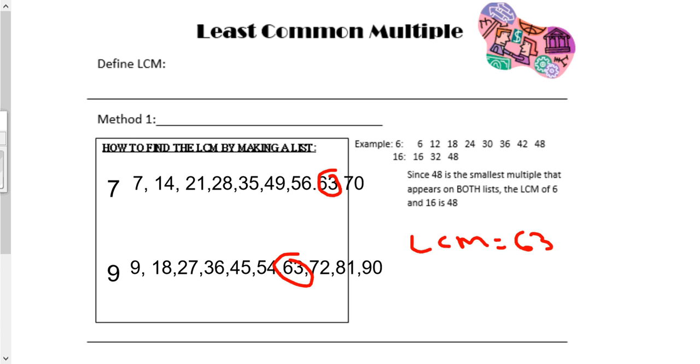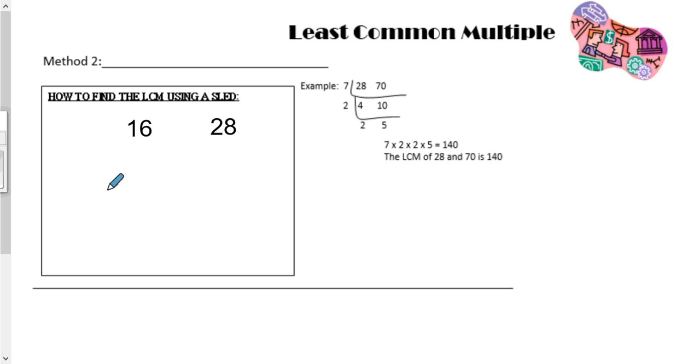The other method that we used was the sled method. Now this is kind of like an upside down division. We did the same thing with the GCF. Okay. So I'm going to divide this. Like I said, if you're not sure, use the divisibility rules. They're both even, so you know 2 will work. And yes, there's other things that will work too, but I'll just go with that one since it's what most people in class came up with right away.